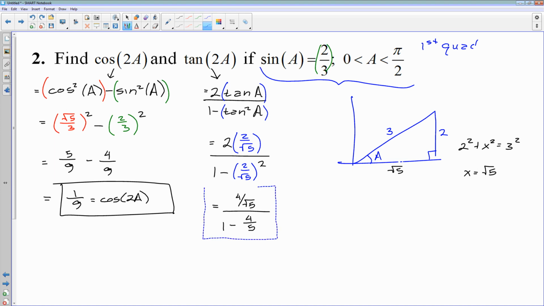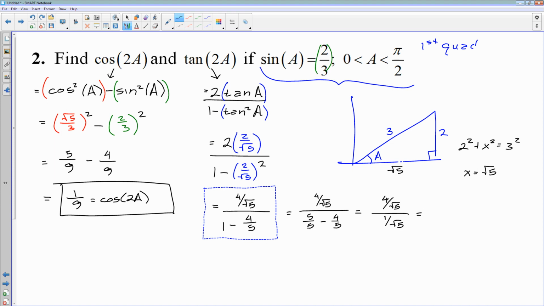However, if it's a multiple choice question, and we do have an exam coming up, so those will be multiple choice, you need to be able to clean that up. So now I'm going to simplify this a little bit. Let's see, 4 over root 5, I'm going to leave as is for now. The denominator, I'm going to get a common denominator, so 5 over 5 minus 4 over 5. And that's going to give me 4 over the square root of 5 divided by 5 minus 4, which is 1 over 5.